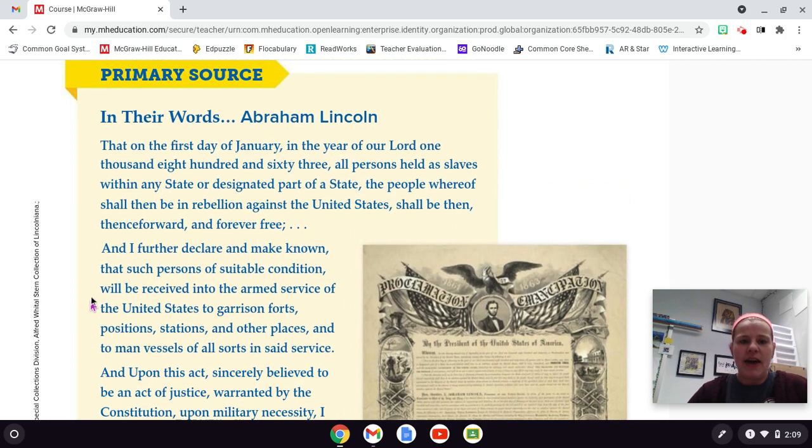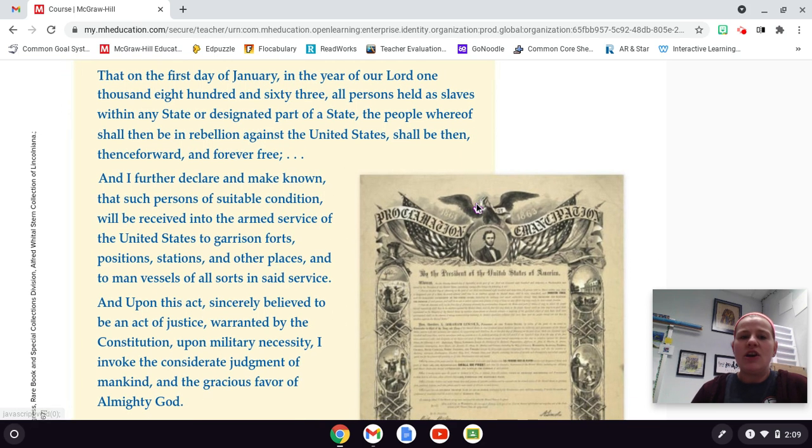So it's saying that on January 1st of 1863, every person held as a slave in the Confederate territory shall be free. He also goes on to say that any of these free slaves will be received into the armed services of the United States. So saying that these freed slaves are more than welcome to join the Union forces to defeat the Confederate forces.